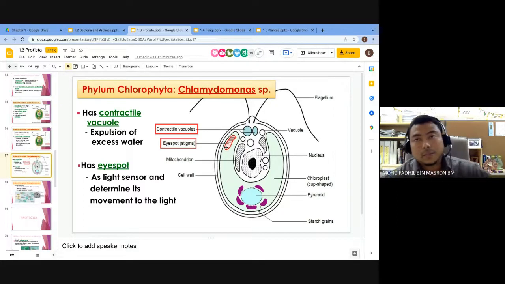Maksudnya kalau dia nampak kat mana macam matahari pergi, dia akan pergi dekat situ. Macam tu. So kalau saya mandi dekat kolam, kalau cakap open pond macam tu, banyaklah Chlamydomonas yang akan datang dekat saya sebab saya kan bercahaya.